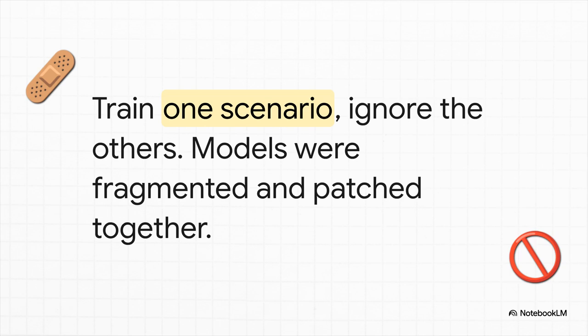Basically, they just ignored it. The old approach was literally train one scenario, ignore the rest. You had models like Video LLaVA or LLaVA-NeXT that just kind of bolted video onto an image model with some extra training stages, or treated multi-image support as a total afterthought. It gave us these Frankenstein, patched-together AIs instead of one truly unified brain.